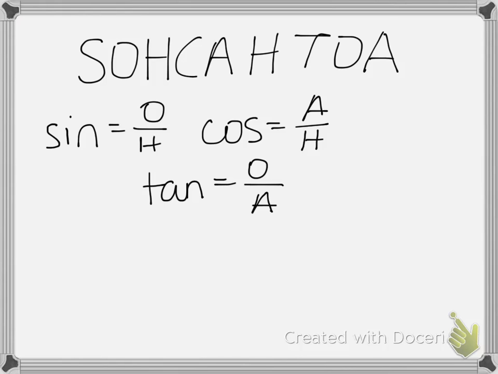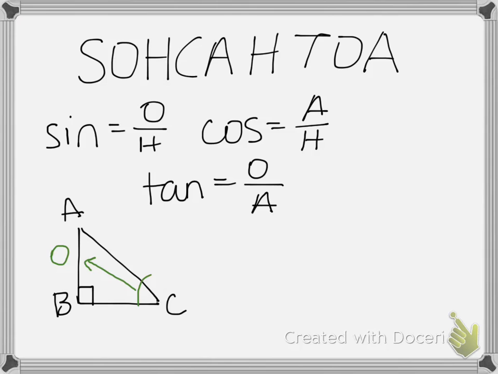Now, identifying the different parts of your right triangle. Just as a short review, if we have A, B, C, and say we're going from angle C, our opposite would be that side that is directly opposite that angle, and then the adjacent would be the side that's attached, and then the hypotenuse is the longest side that is opposite our 90-degree angle.